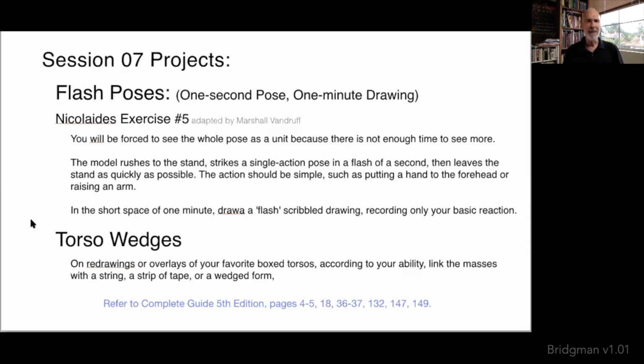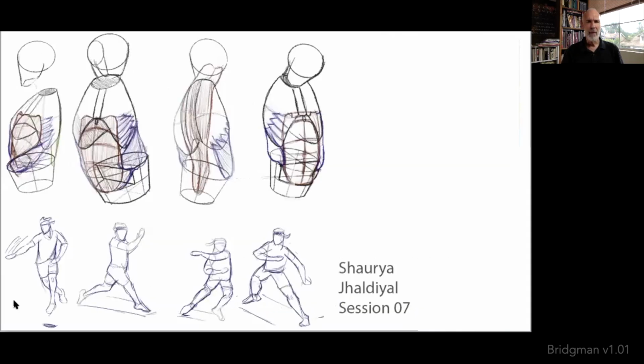The opposite kind of thing, where you have to think, was torso wedges on redrawings or overlays of your favorite boxed torsos. According to your ability, with some of you, all you can do is get a string from form to form. Link the masses with a string, a strip of tape, or a wedged form. Now, the first person we'll look at here is Sharya.